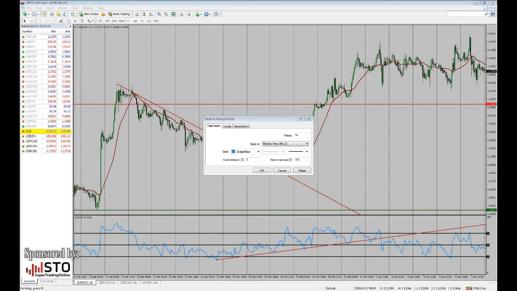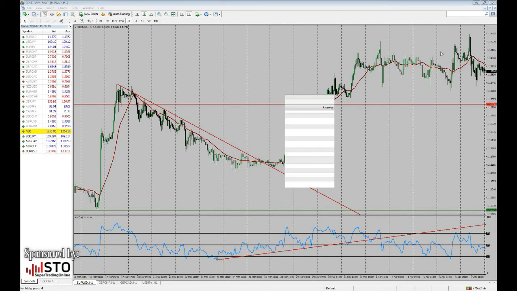So to answer the questions once again, the moving average we use is going to be the 20 simple moving average applied to close, and the RSI we use is going to be the 14 period RSI applied to median, just as is.